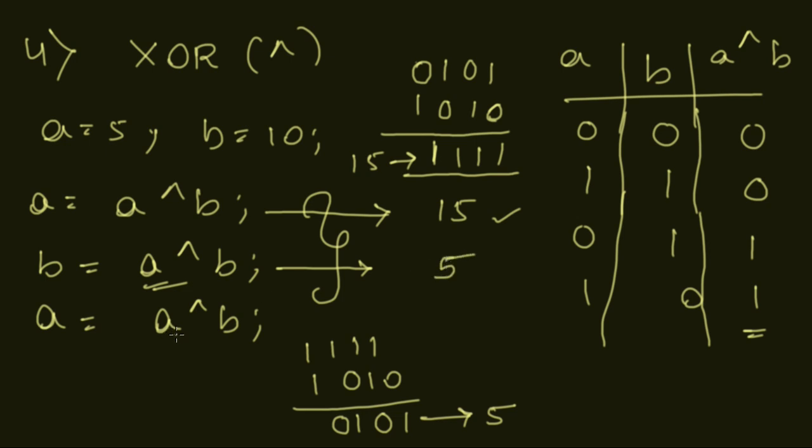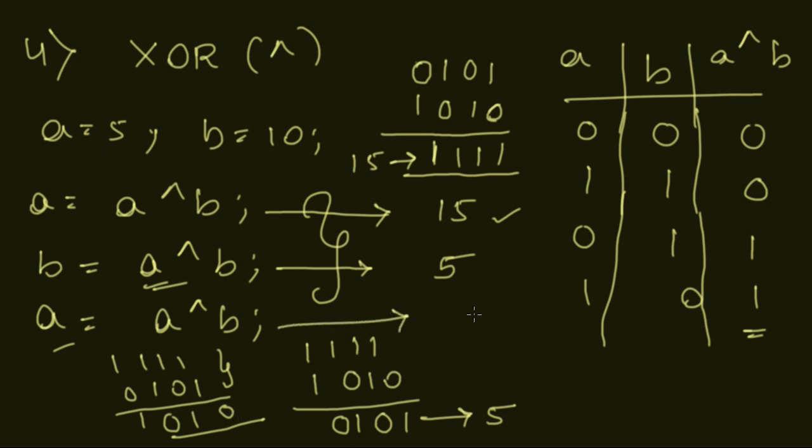Now again we are going to do A XOR B to get the value of A. So A value is 15 and B value is 5 now. Since it's updated, we are going to take 5. 0, 1, 0, 1. Now we are going to do XOR for these two. Same values, so we get 0. Different values, so we get 1. Same values 0 and different values 1. So the value here is 1010, which is nothing but 10. So the value of A will be 10.